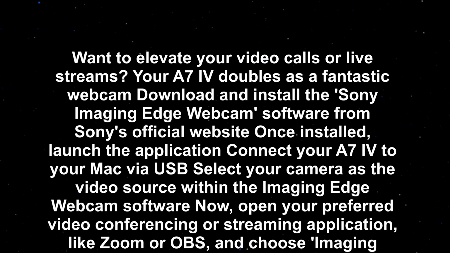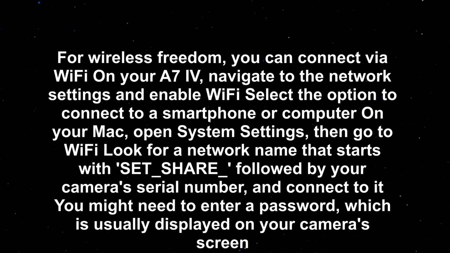Now, open your preferred video conferencing or streaming application like Zoom or OBS and choose Imaging Edge webcam as your camera. For wireless freedom, you can connect via Wi-Fi on your a7 IV. Navigate to the network settings and enable Wi-Fi. Select the option to connect to a smartphone or computer.